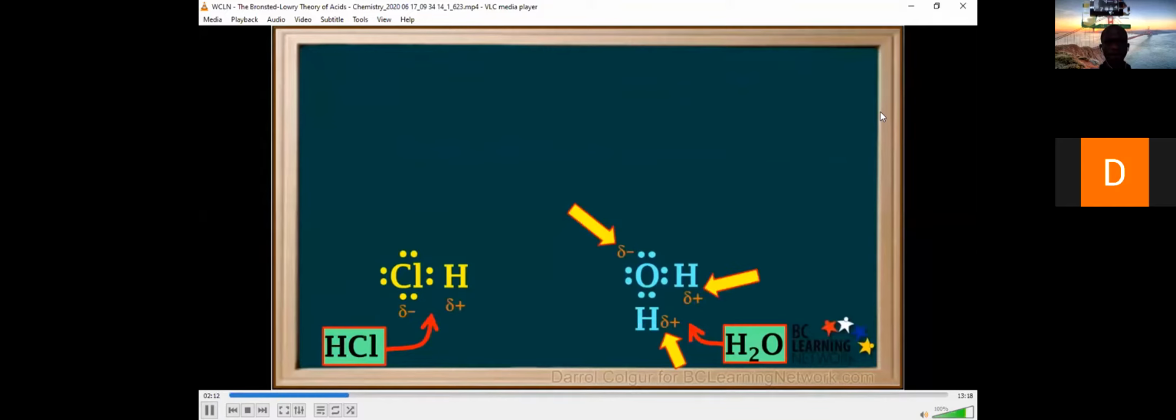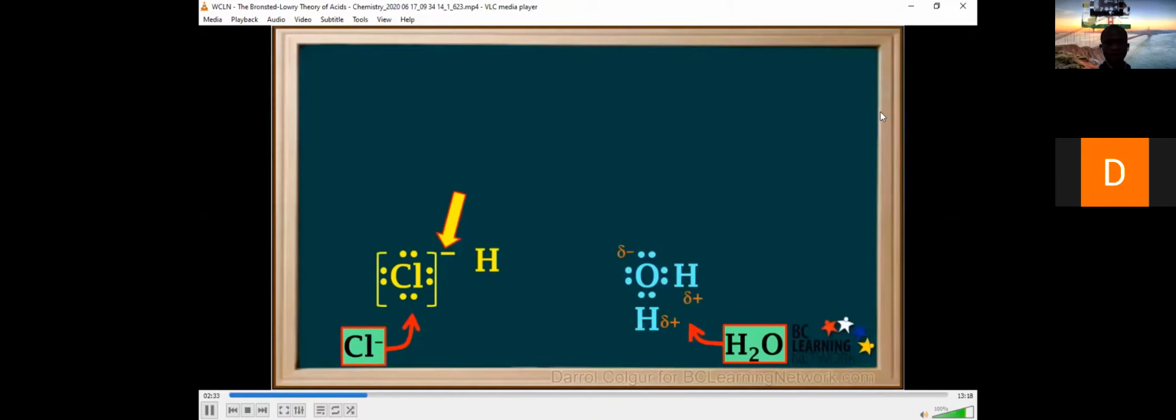The water molecule is also polar. The oxygen atom has a partial negative charge, and each hydrogen atom has a partial positive charge. The negative charge on the oxygen pulls the partially positive hydrogen atom away from the chlorine. The hydrogen leaves its shared electron with the chlorine atom. The chlorine atom has gained an electron, so it acquires a negative charge and becomes a Cl- ion. The hydrogen atom lost an electron, so it acquires a positive charge, forming an H+ ion, which is also called a proton. The proton moves to the water molecule and attaches to one of the lone pairs.